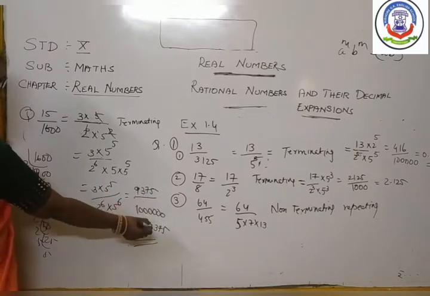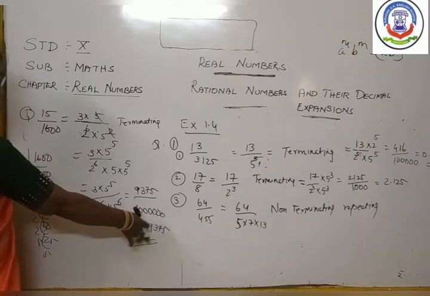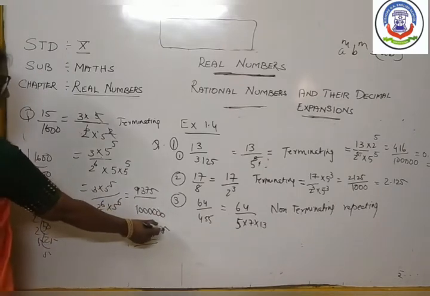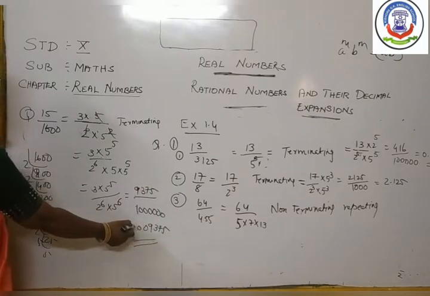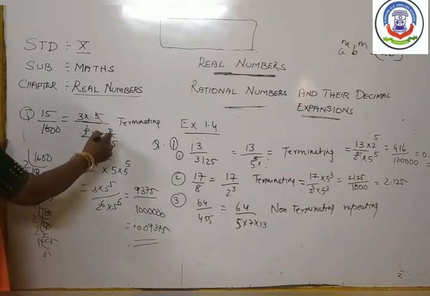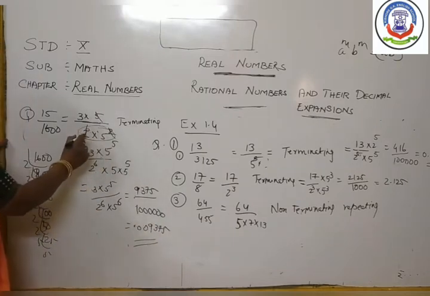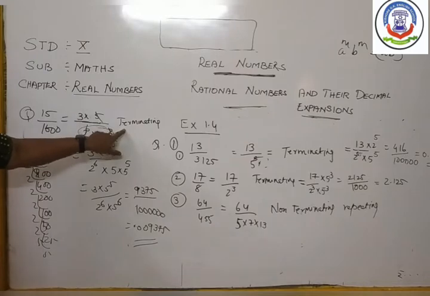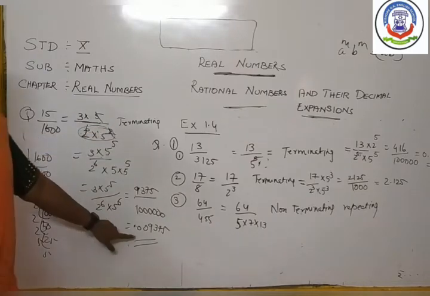Therefore, after completion of this, you have to move the point towards the left by 6 places: 1, 2, 3, 4, 5, 6. That means here it is a terminating decimal expansion. Why is it so? Because the denominator is in the form 2 raised to m into 5 raised to n. Therefore it is terminating, and that terminating expansion you already found.